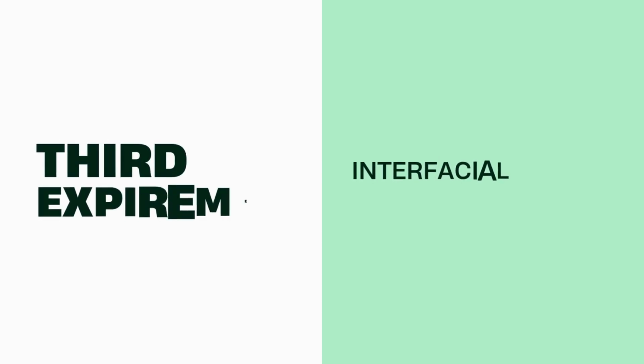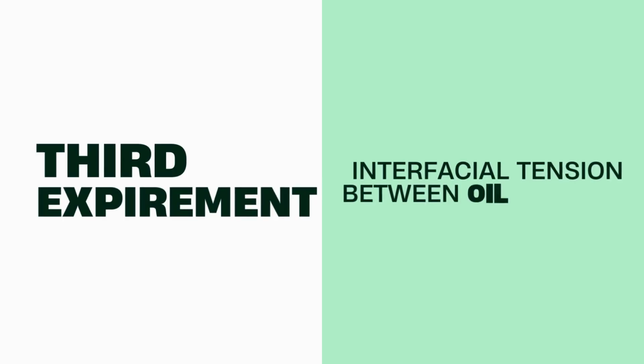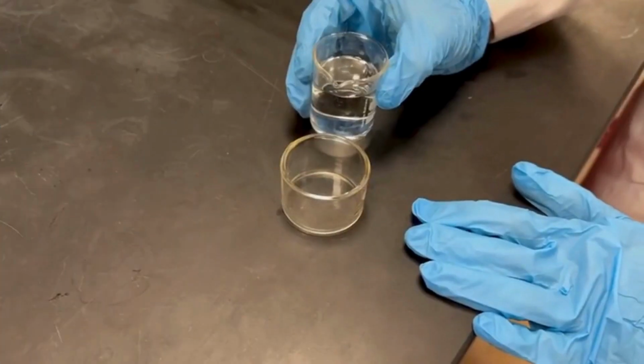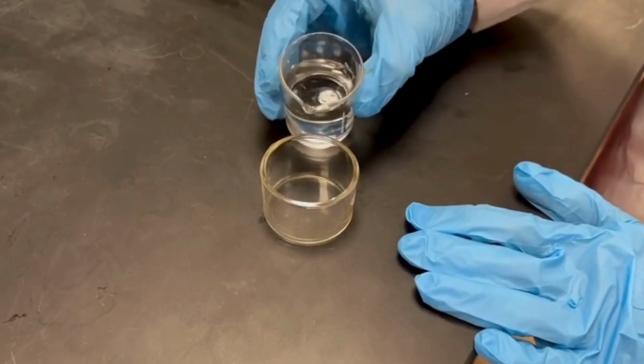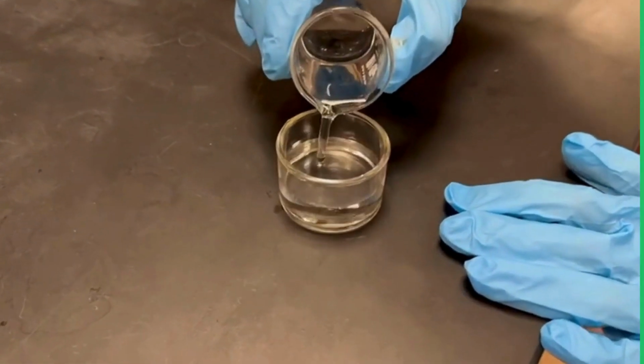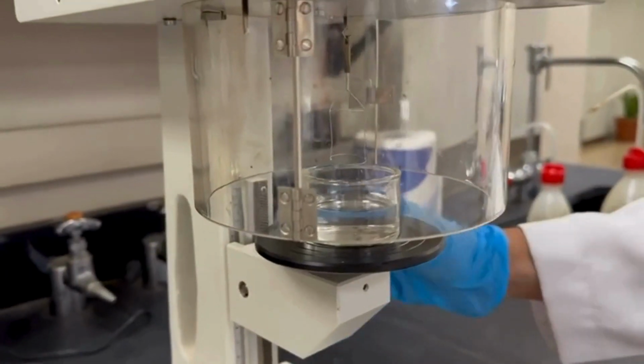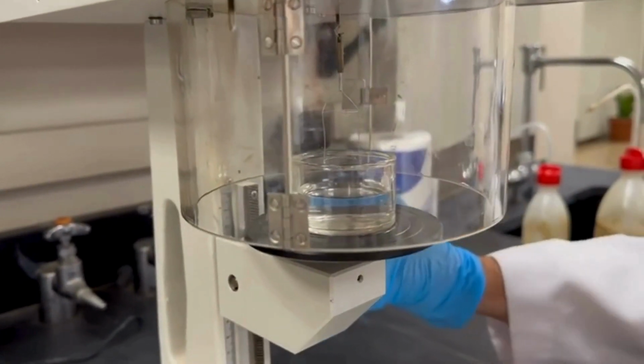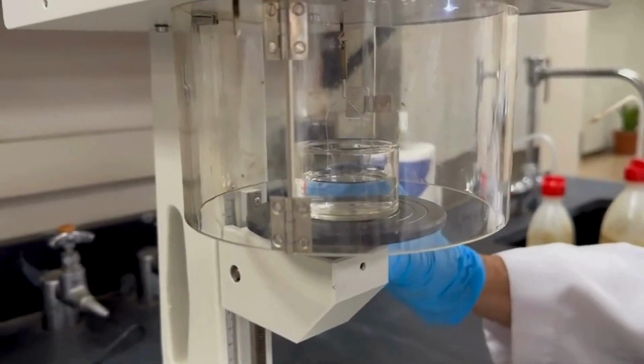Now we'll perform the experiment to measure the interfacial tension between water and oil. The steps are as follows. First, sterilize and position the ring on the tension meter like the previous two experiments. And then add water to the container. Place the water-filled container at the center of the tension meter and carefully lower the ring into the water.